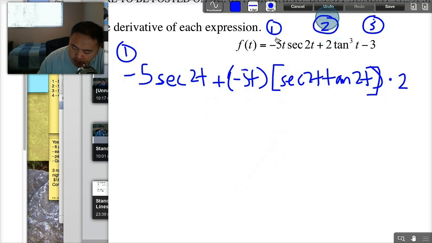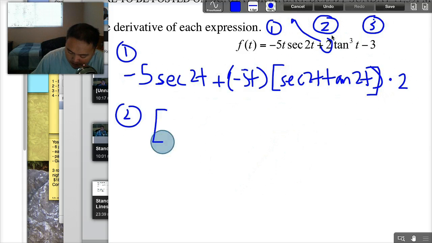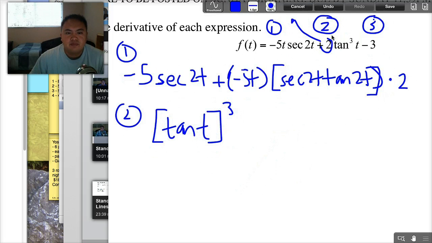Now, the second part is 2 tangent of t to the 3rd power. I have a coefficient of 2 here, so I'm going to move that to the side for a second, and I'll multiply that back when I'm done. So let's take the derivative of tangent t to the 3rd power. Somebody say, how do I find the derivative of tangent t to the 3rd power? Well, let's rewrite it in a way that maybe you know how to do it. Doesn't that mean the exact same thing as this? Yeah? So tangent t to the 3rd means the exact same thing as this.